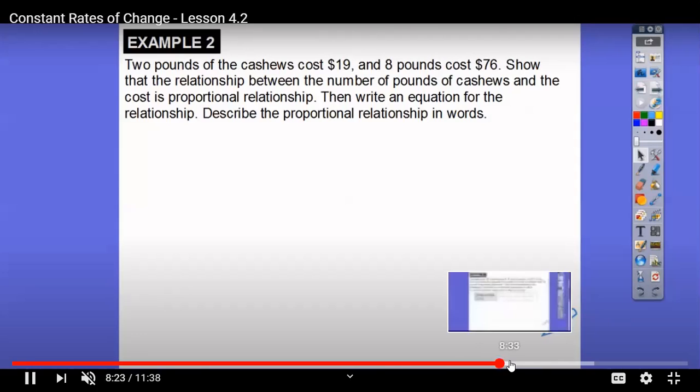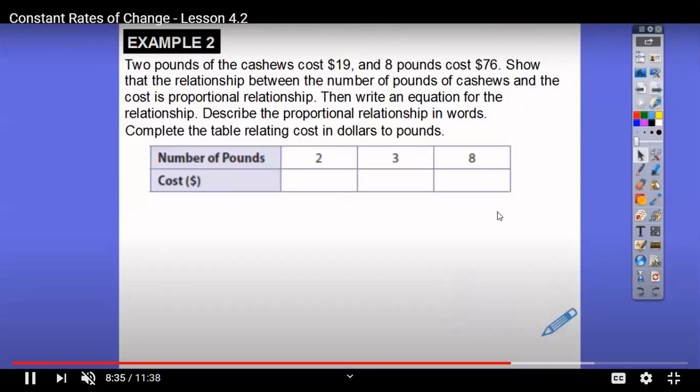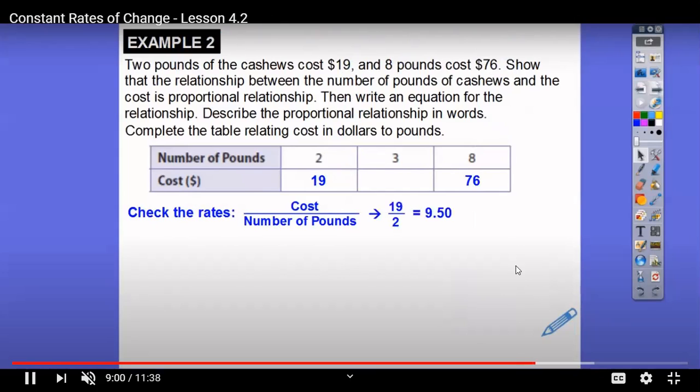Then we will divide, or we can make a table here that 2 cages cost $19, and then 8 cages cost $76. Then check the rates, the cost over the number of pounds. 19 divided by 2. It will be equal how many?